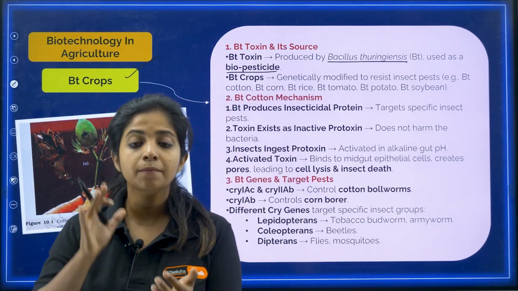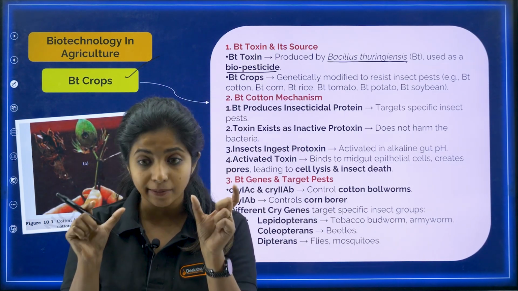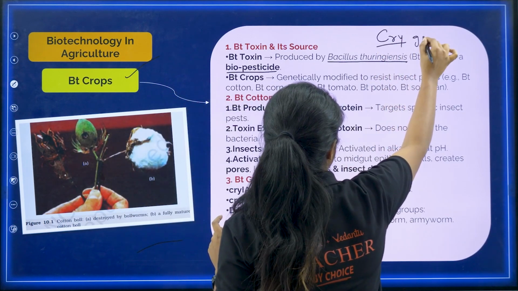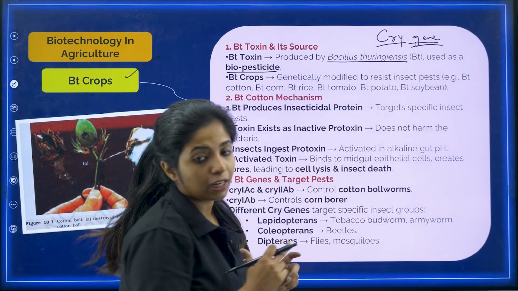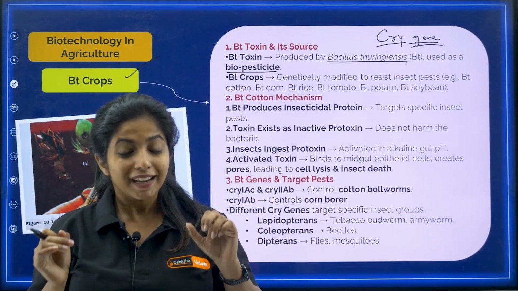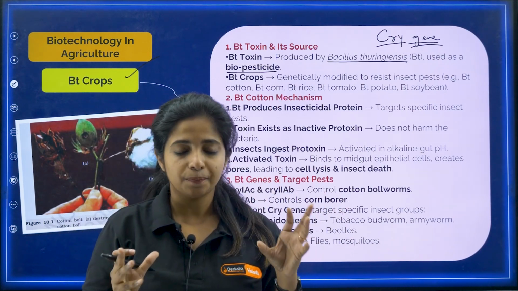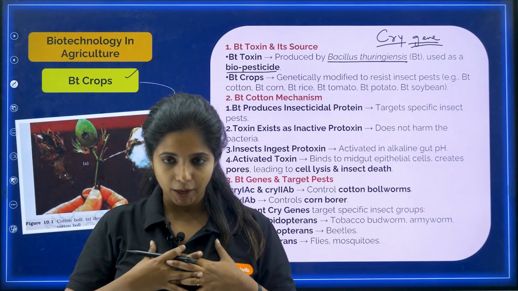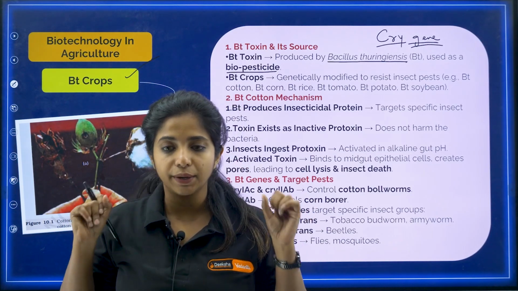How? Basically, Bacillus thuringiensis has a gene in its genetic material which is known as the cry gene, my dear children. And the cry gene codes for a toxin. Now this toxin is basically in an inactivated condition inside the bacteria.